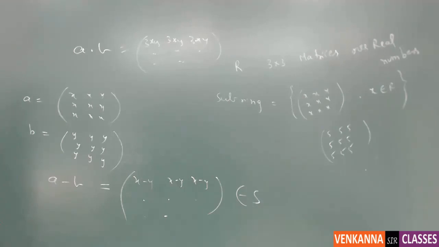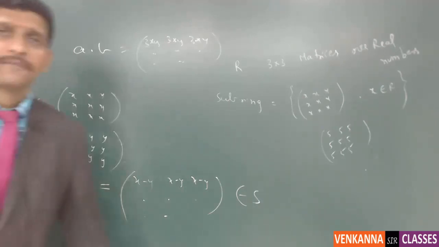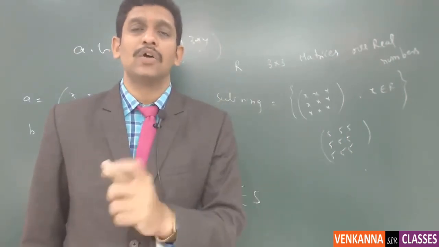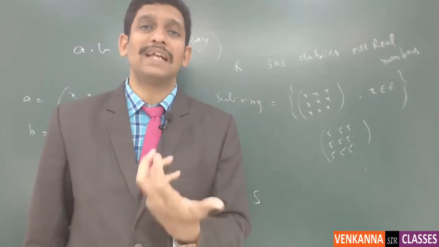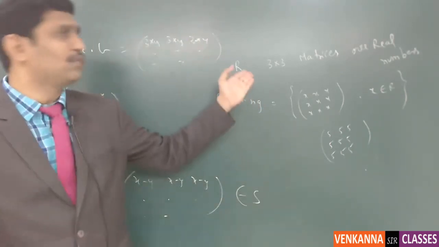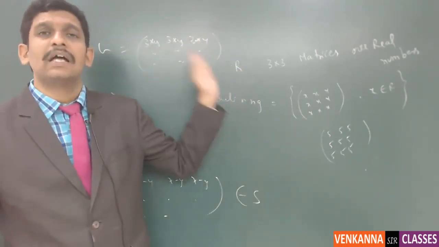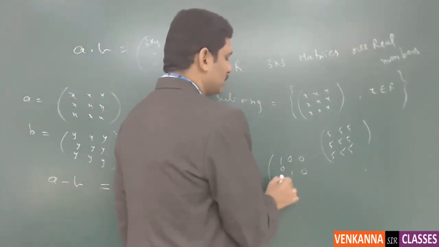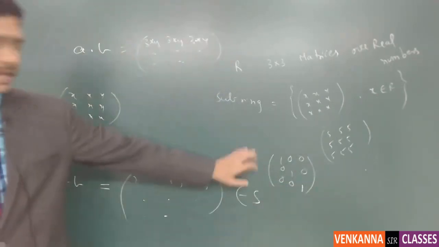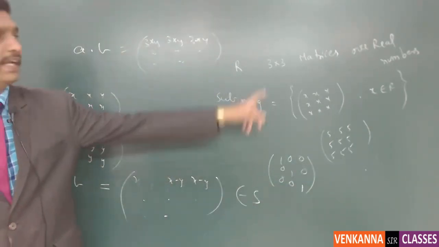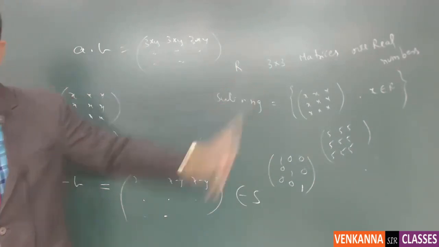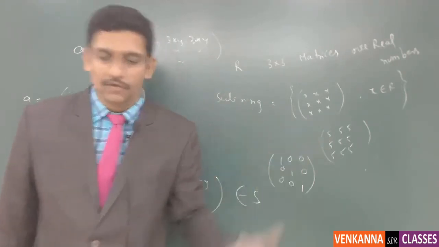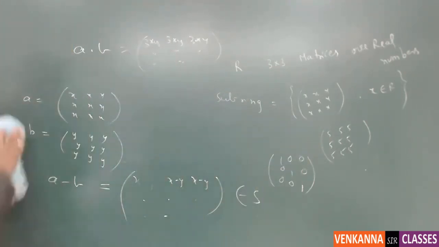Right. Now our intention is to check that the ring and subring both have different identity elements. So if you take the 3 by 3 matrices, the identity element is nothing but 1 0 0, 0 1 0, 0 0 1. This is the identity element in the whole ring R. But if you take the subring, the identity element is different. So let us go with it.